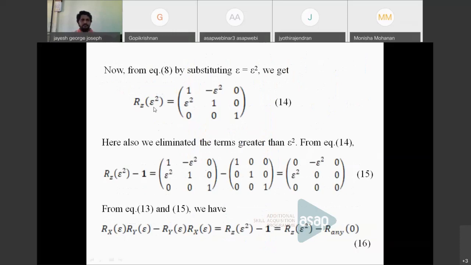So the Rz of epsilon square is equal to 1 minus epsilon square, 0, epsilon square, 1, 0, 0, 0, 1. That is taken as equation number 14.